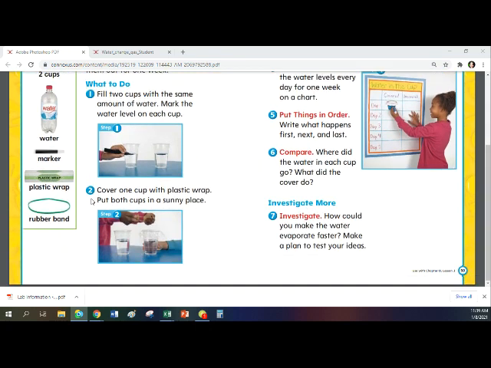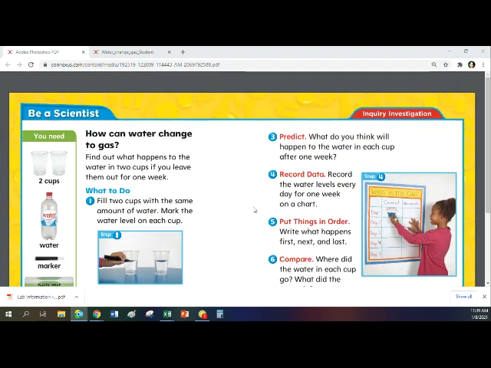Number 2, cover 1 cup with plastic wrap. So you're going to need plastic wrap and a rubber band. Put the rubber band over the plastic wrap around the rim of the cup. That way it's nice and tight and it doesn't come off. Then put both cups in a sunny place. So a windowsill, maybe a back porch or a front porch, someplace where there's a lot of sun.